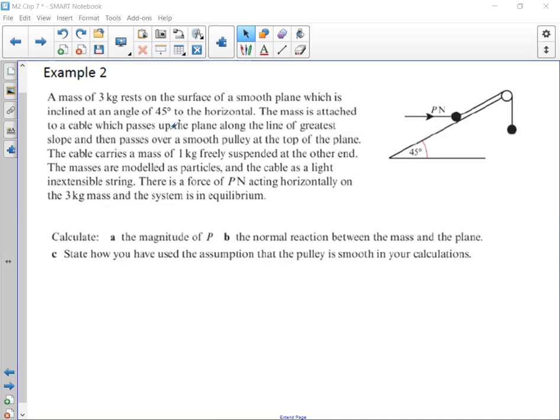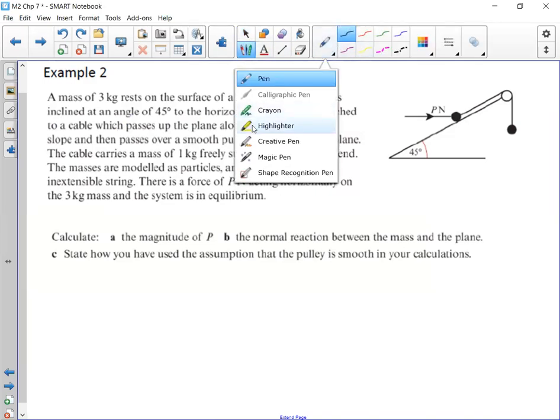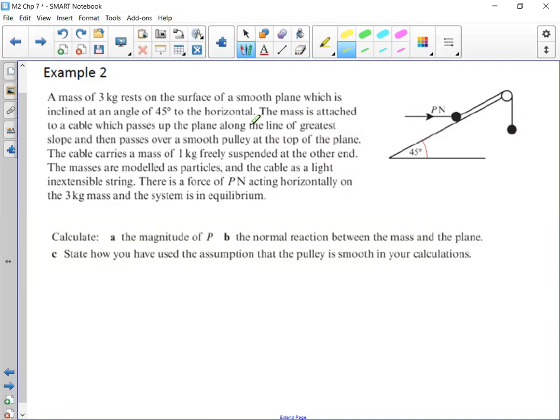Now, a lot of words, difficult words in here. Along the line of greatest slope. It's like one of those phrases you'll struggle with in coursework. So line of greatest slope, what does that mean? That means it's moving along this line, essentially. Okay. And then it passes over a smooth pulley on top of the plane. We can say pulley in there.